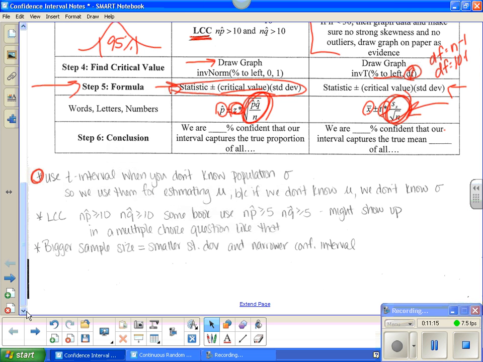Large counts conditions. This just says that some use 5. Might show up in a multiple choice question like that. It is going to show up on this homework. I don't know what the AP people are going to use.